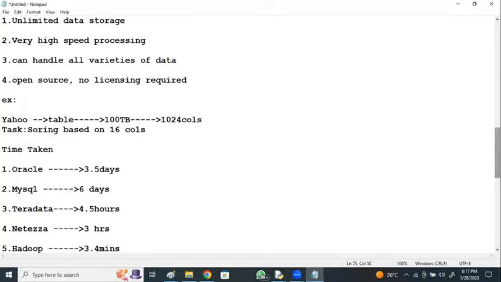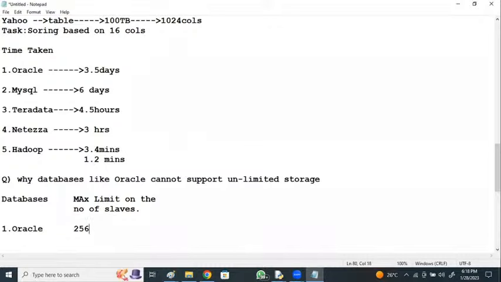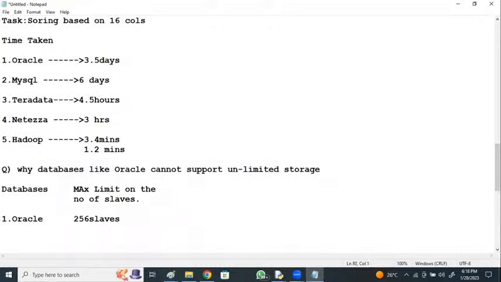Hadoop follows master and slave architecture: a single master and multiple slaves, meaning a single master system and multiple slave systems. But databases have a limitation here, a maximum limit on the number of slaves. If you talk about Oracle, it can have a maximum of 256 slave systems. Beyond that, it cannot support data. Once these 256 slave systems get filled, it cannot support data further.